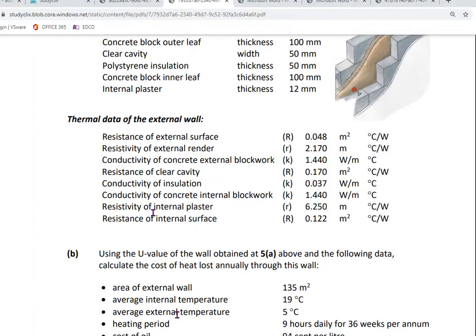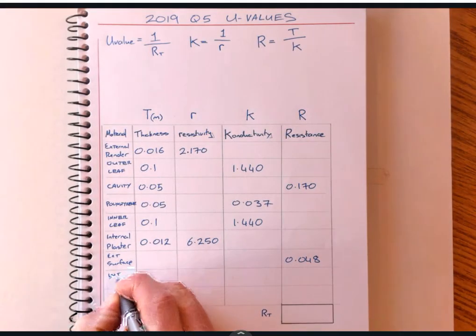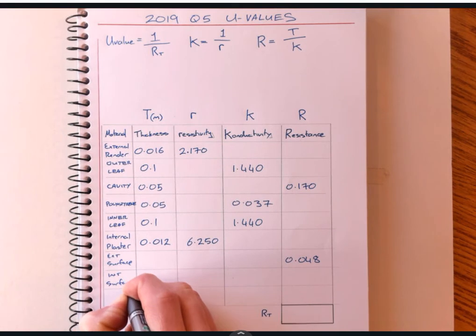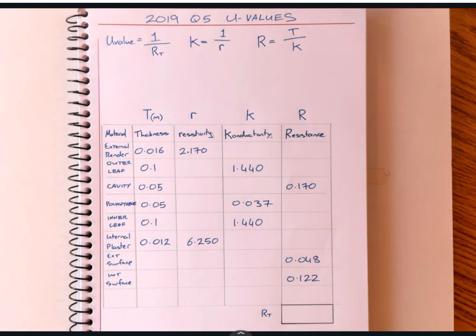So this last one here, down the bottom, resistance of the internal surface is 0.122. So the internal surface, 0.122. That is all the measurements filled into the table. Next up is to work our way across the table. All the data is in.